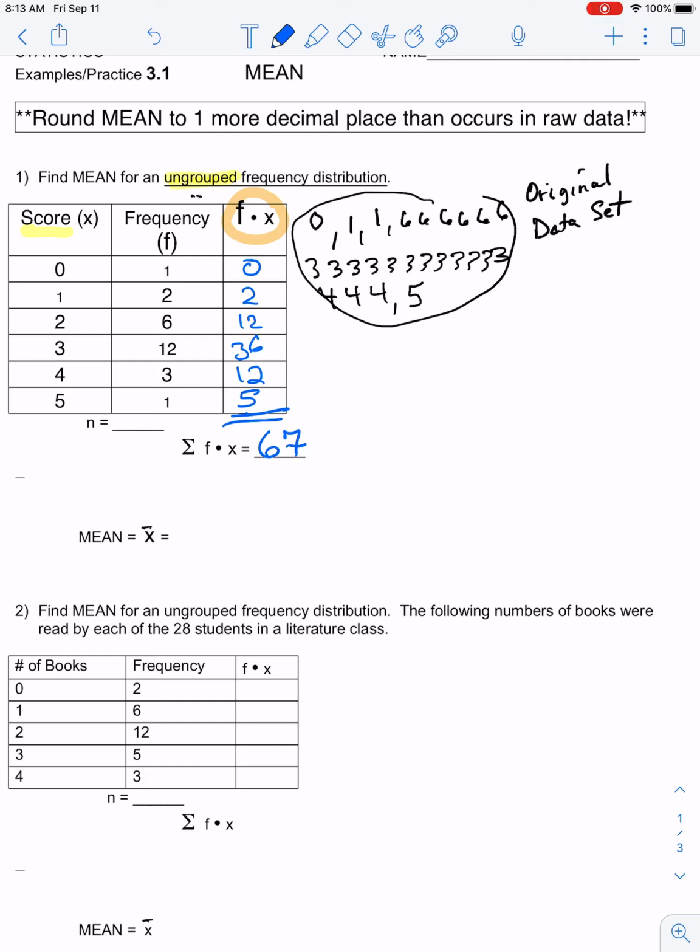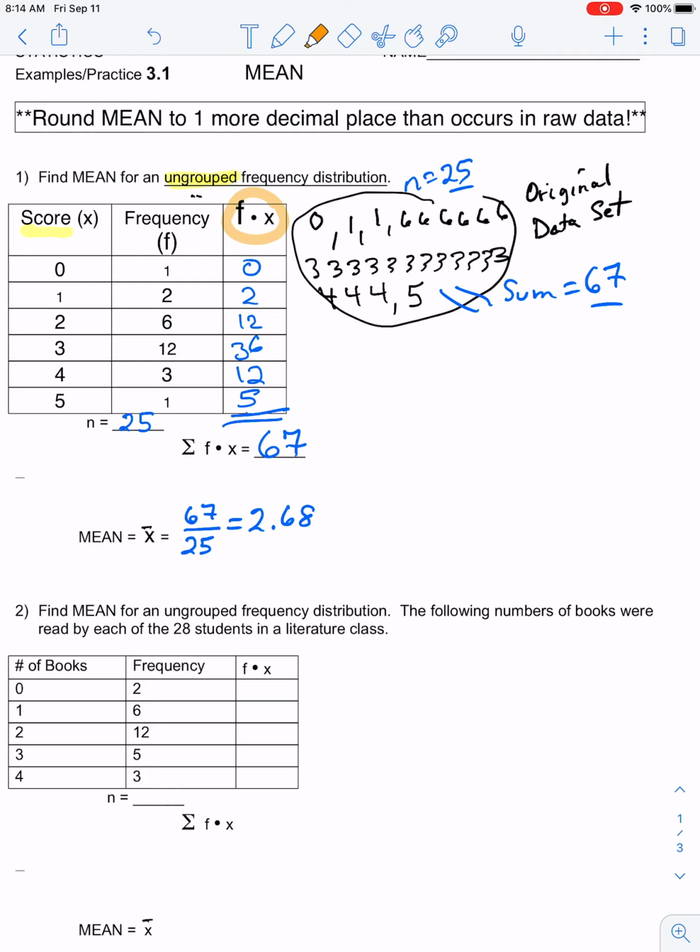That's the same thing as if I found the sum of the original numbers; it would also be 67. Now, the other thing I didn't fill in: if you add up your frequencies here, there are in fact 25 numbers represented, so n is also 25. To calculate the mean, we just take 67 divided by 25, which comes out to be about 2.68.